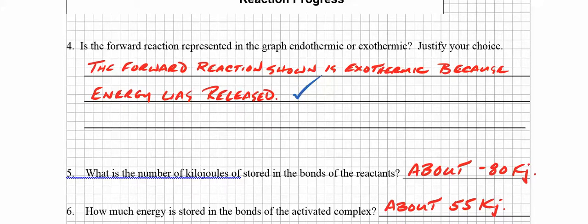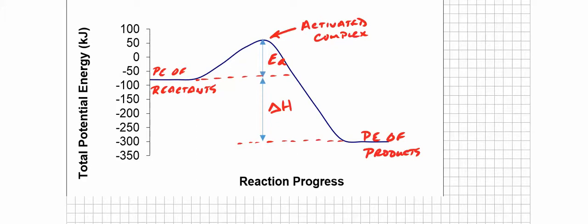It says, what is the number of kilojoules that were stored in the bonds of the reactants? And we're going to say about 80 kilojoules. How do we arrive at that? Well, we're going to look at the potential energy to start with, and the potential energy that we're ending up with. So notice we're starting with about, I would say, negative 80, and we're going to negative 300. So the potential energy that we started with was about negative 80. So we put that for that answer.